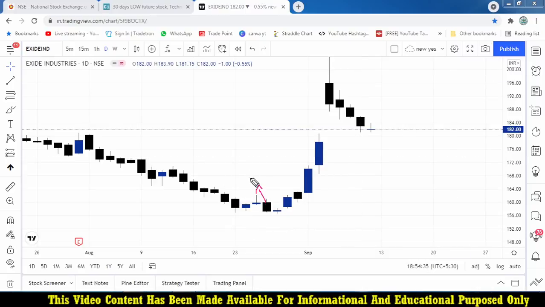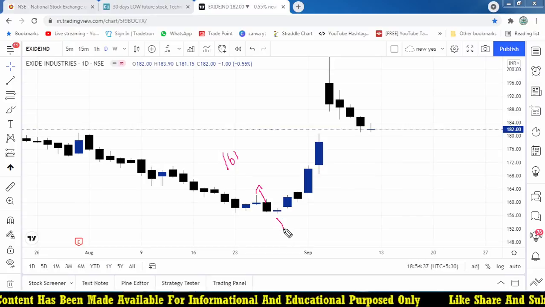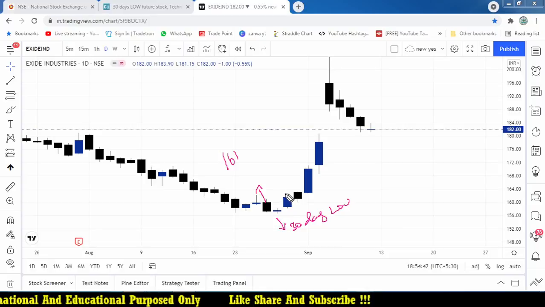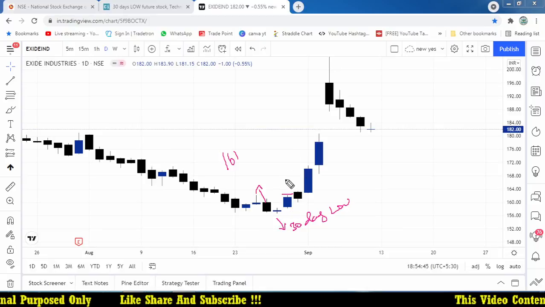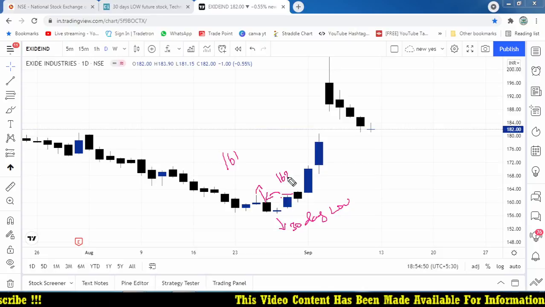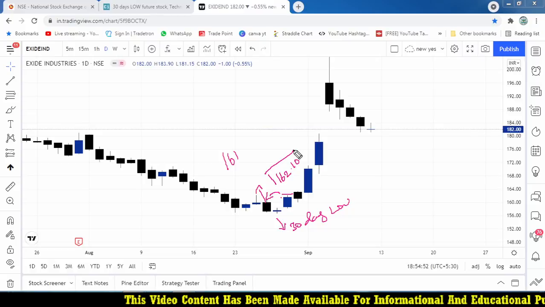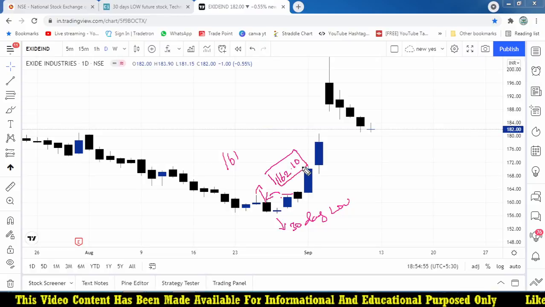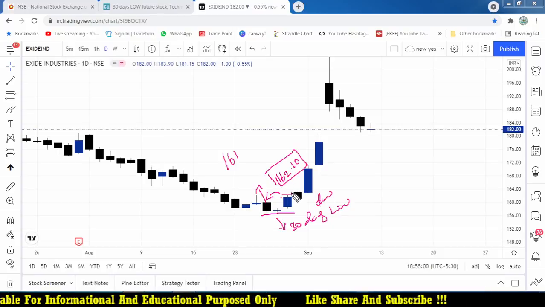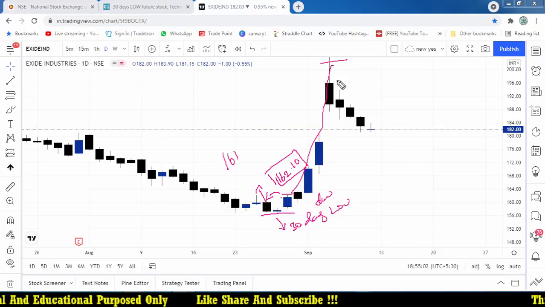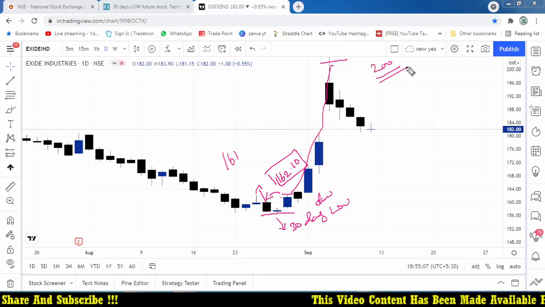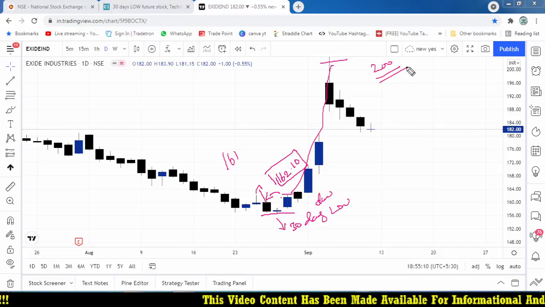This candle high is 161. This is the 30-day low. And the next candle closes higher than the previous candle's high, so now 162.1. I'm going to plan a buy above 162.1 with the stop loss below the 30 days low. After that, from 161, it reached somewhere around 200 level. Hope you got it. So what we are discussing here, you got it, right?